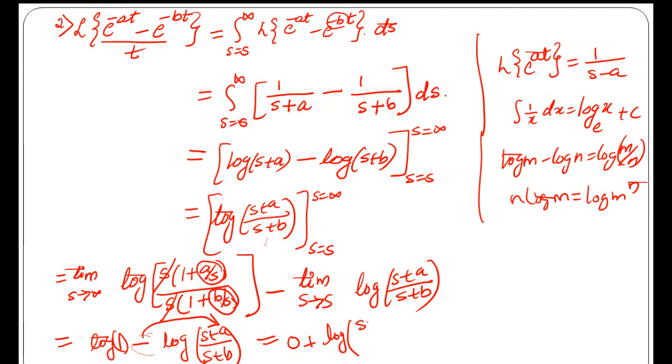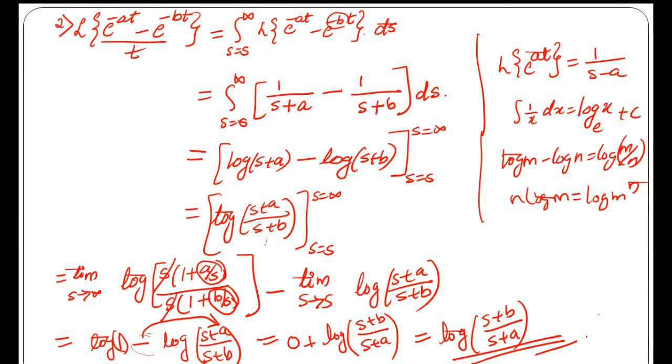We can write it as (s plus b) divided by (s plus a). Correct? Any power minus 1 means the numerator changes to denominator and denominator to numerator. Interchange the numerator and denominator. So you will get log of (s plus b) divided by (s plus a) plus 0, so no need to write. This is the final answer for the second question.